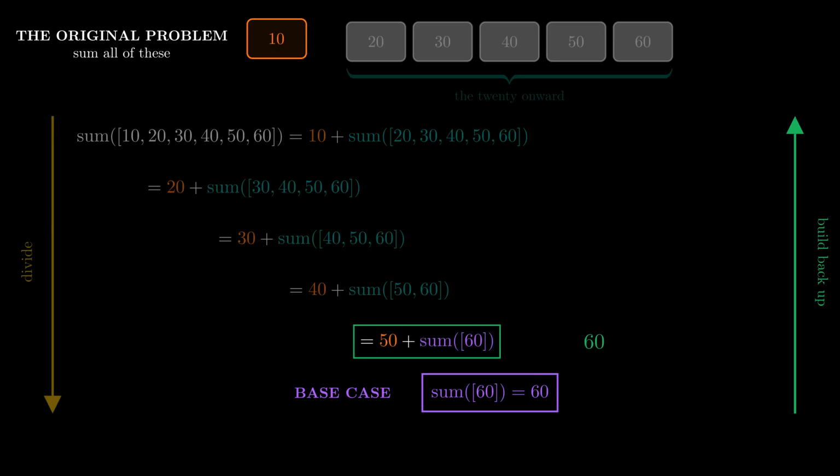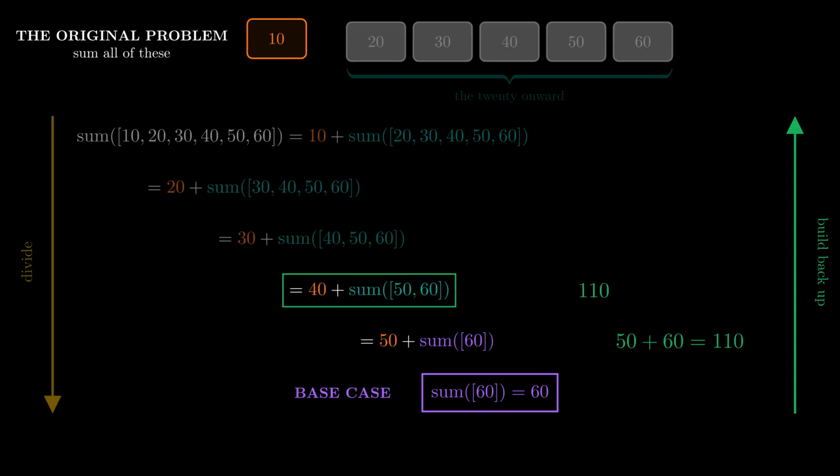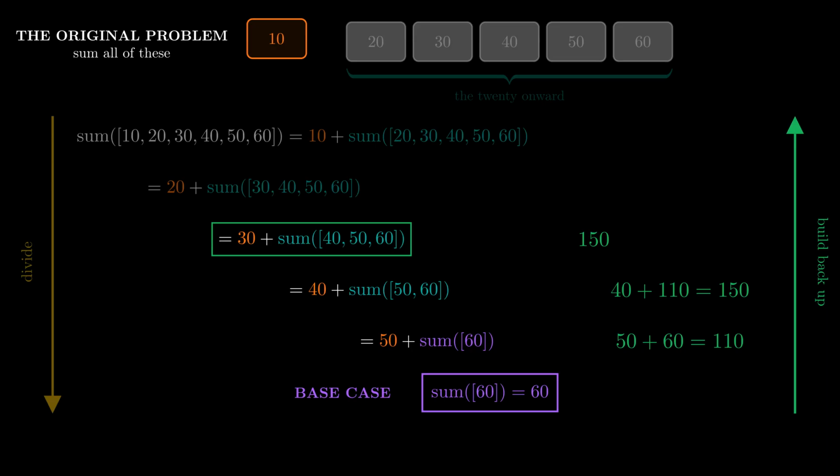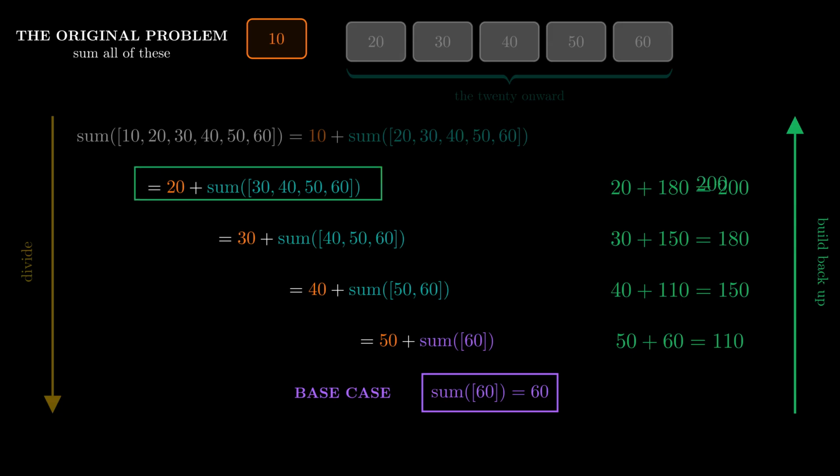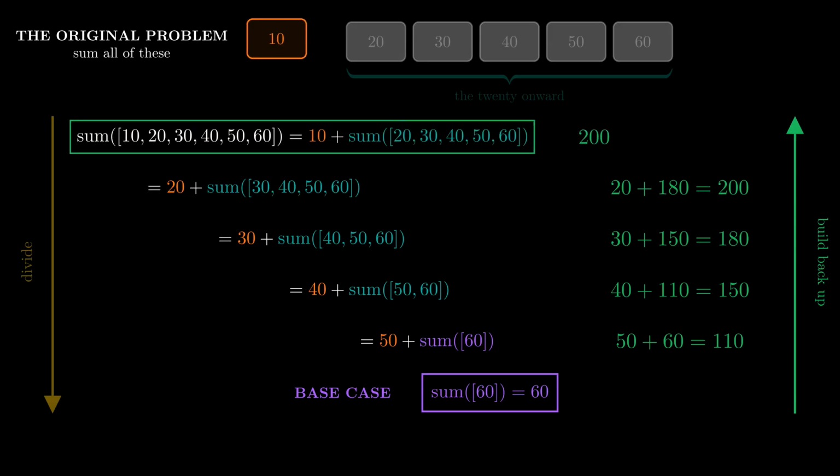The call that extracted the 50 passes up 50 plus 60, 110. The call that extracted the 40 adds 40 to 110 and passes up 150. The call that extracted the 30 adds 30 to 150, giving 180. The call that extracted the 20 adds 20 to 180, giving 200. And the original question adds the 10 to the 200 we just figured out. The full sum is 210.